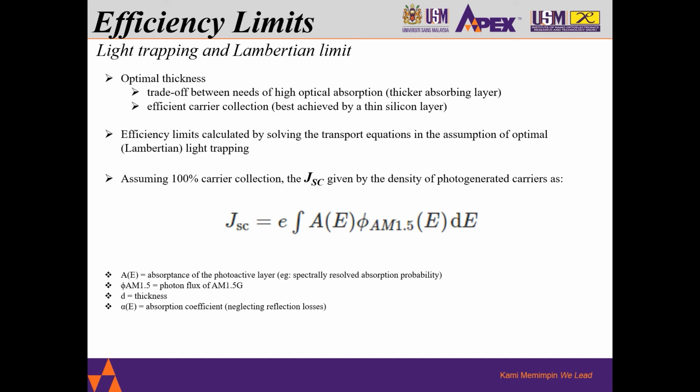For example, assuming 100% carrier collection, the short-circuit current density of a solar cell is given by the density of photo-generated carriers as in this formula, where A(E) is the absorbance of the photoactive layer, for example the spectrally resolved absorption probability, where the AM 1.5 flux is the photon flux corresponding to the AM 1.5G solar spectrum, and for the thickness d and an absorption coefficient alpha(E), neglecting the reflection losses.